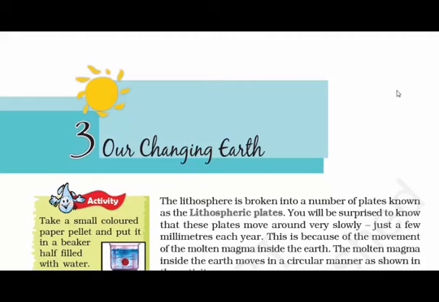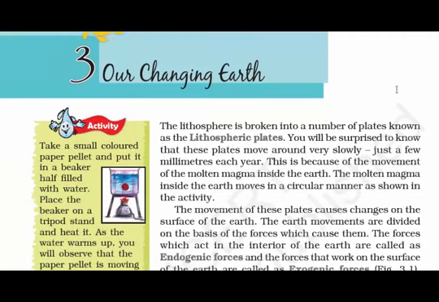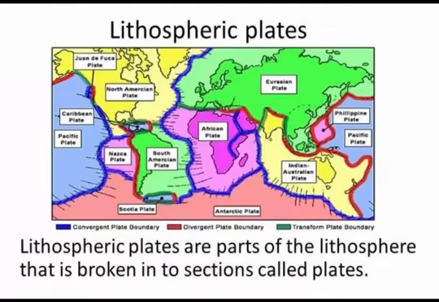Chapter 3, Our Changing Earth. In this chapter, we'll read how the surface of the Earth is changing constantly. The uppermost layer of the Earth, that is the lithosphere, has a number of plates known as the lithospheric plates. The landmass on which both the continent as well as the ocean bed resides is called a lithospheric plate.